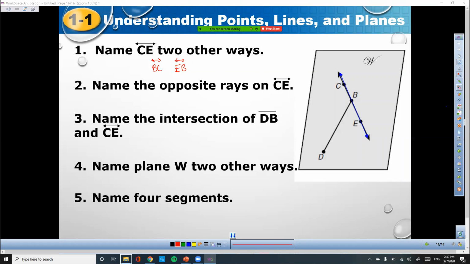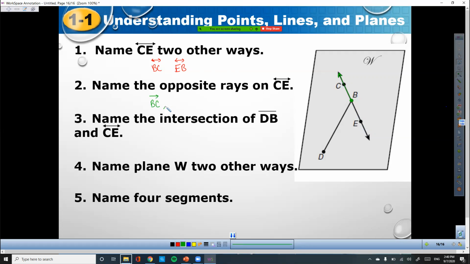All right, example number 2, let me go ahead and erase this here. Example number 2, they want us to name the opposite rays on line CE. So remember, we have opposite rays, and they have the same starting point. So in this case, the same starting point would be at point B. So my first ray will start at B, and it goes in the direction of C. So right there is my first ray. In order to name our ray, we start at the endpoint B and go in the direction of C. Remember, the arrow always goes to the right.